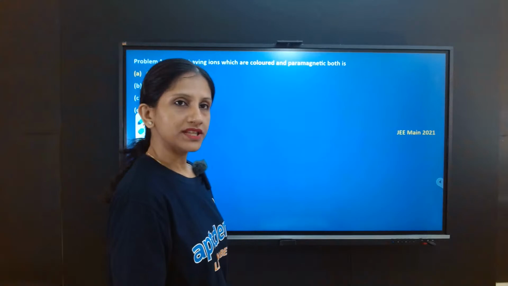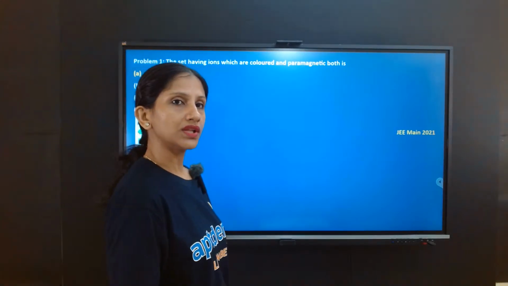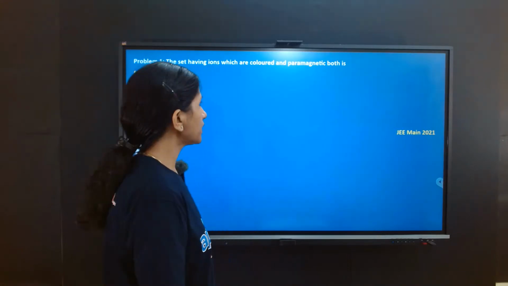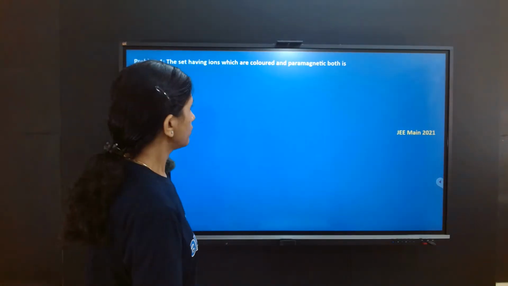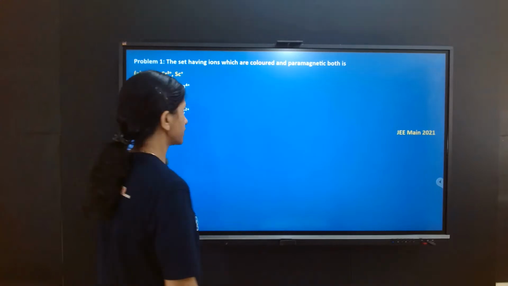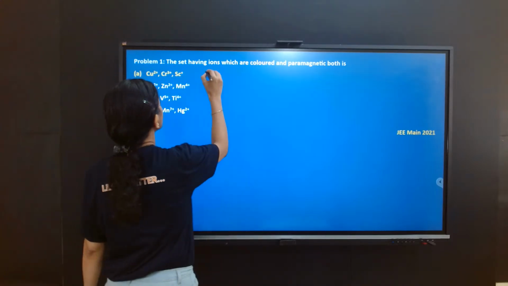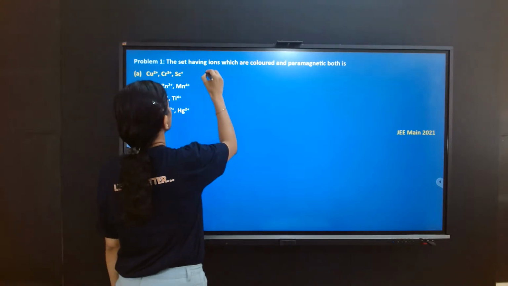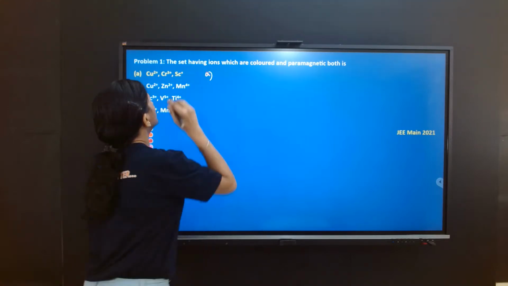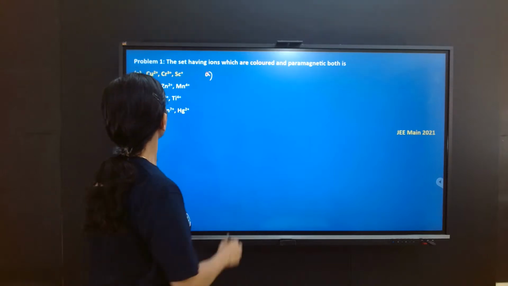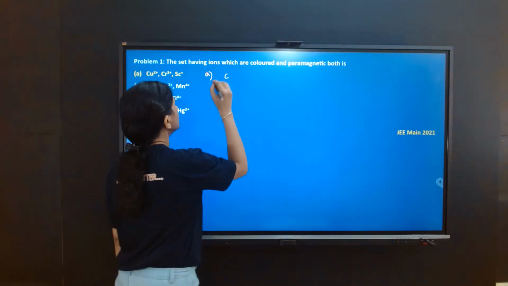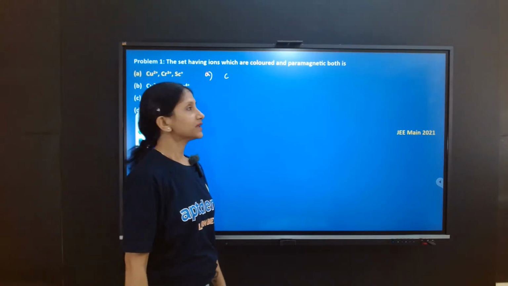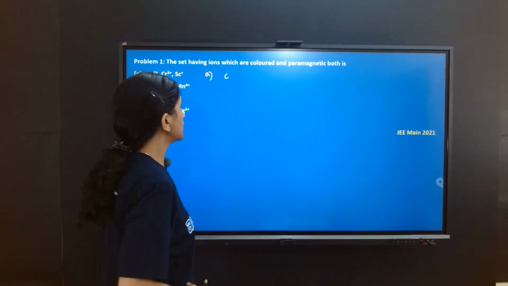So one by one we will check. We have to focus on the electronic configuration of all the given ions. One by one we will check and see which one is the correct option. If you consider A, here 3 ions are given: copper 2 plus, chromium 3 plus and scandium plus.